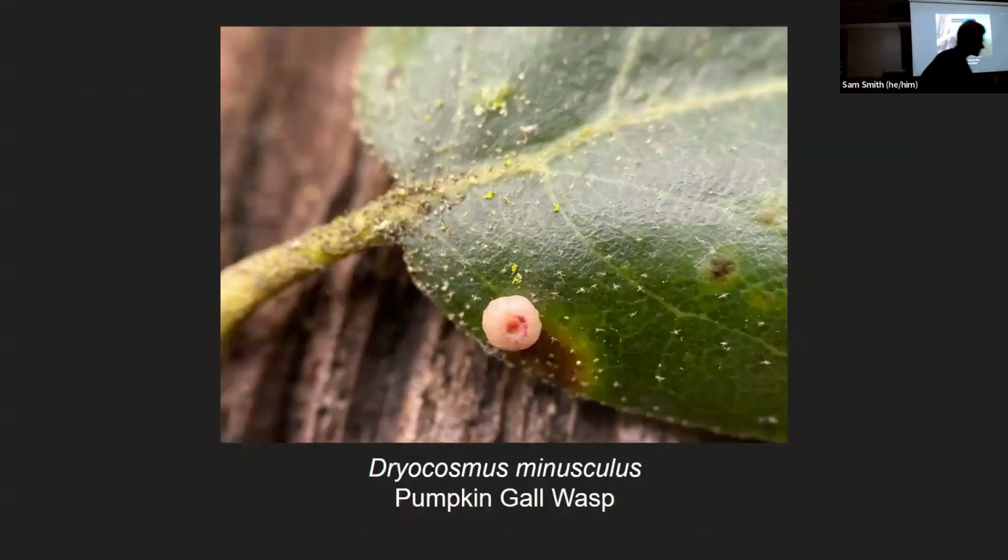This is the pumpkin gall wasp. It's very small. This is a leaf that's this big, so they can be like 1 or 2 millimeters. Yeah, I think they're really cute.